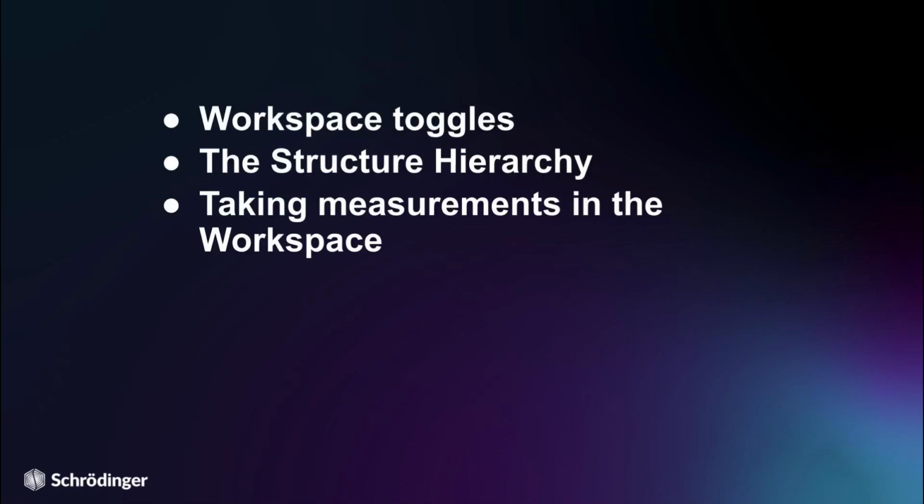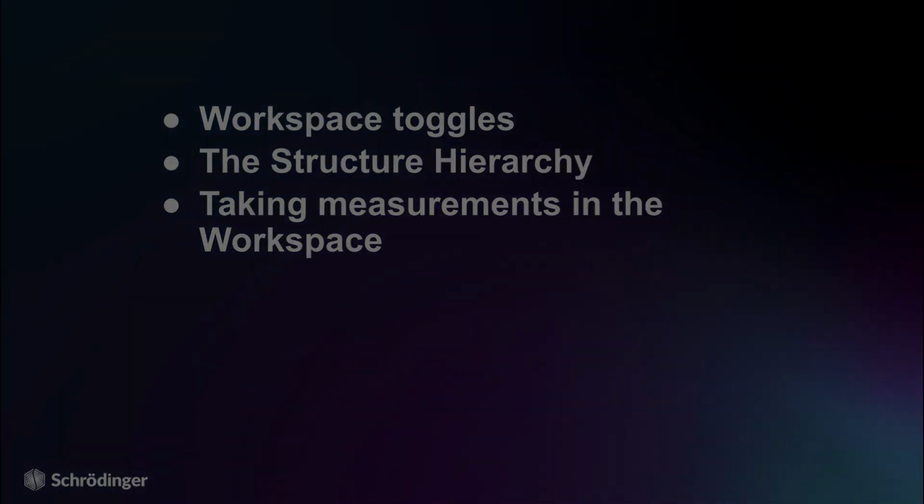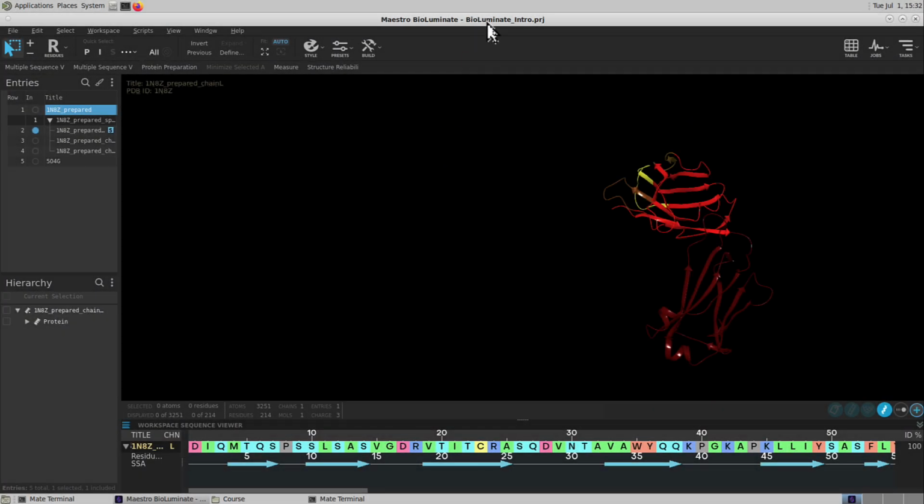In this video, we are going to introduce Workspace toggles, the structure hierarchy, and taking measurements in the workspace. Make sure to have your BioLuminate intro project open and your working directory set to your course folder. Different toggle features are found in the bottom right corner of BioLuminate. Let's explore them a bit.